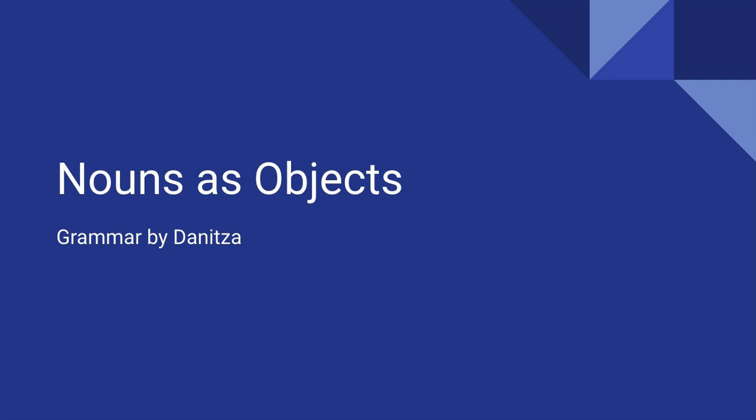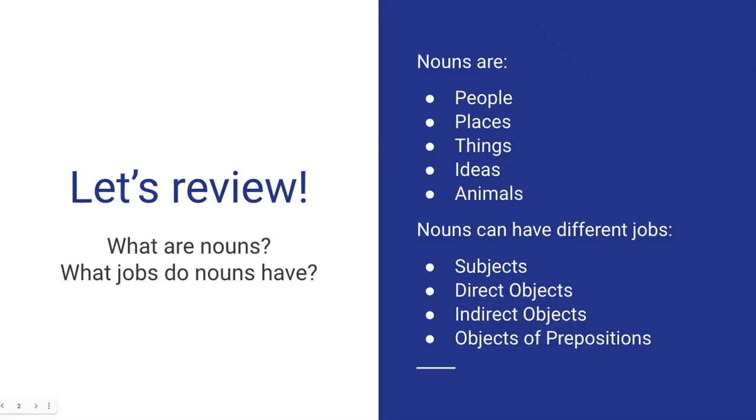In this video, we are going to learn how we can use nouns as objects in English sentences. Before we start, let's review. What are nouns and what jobs do nouns have? Nouns are people, places, things, ideas, and animals.